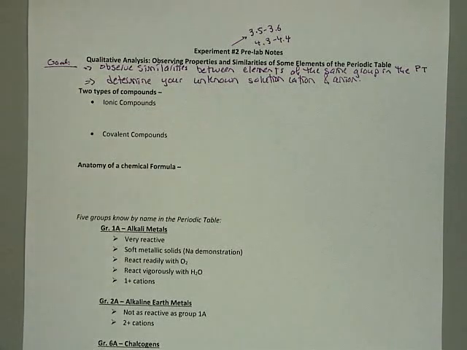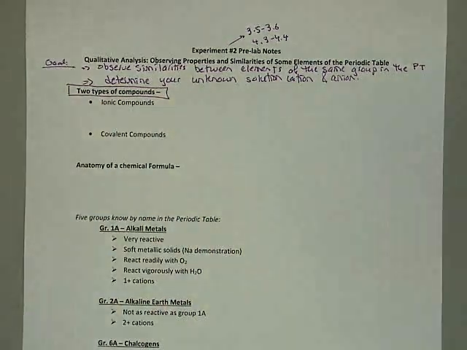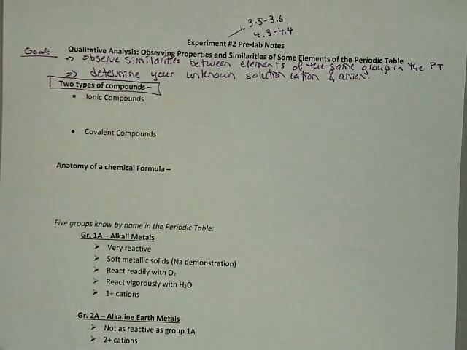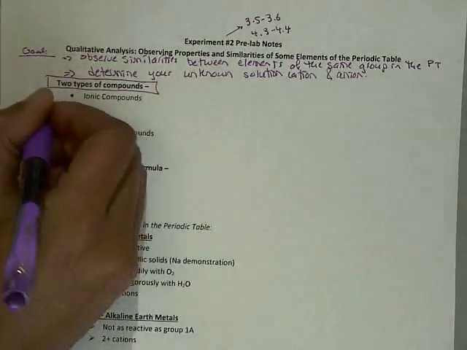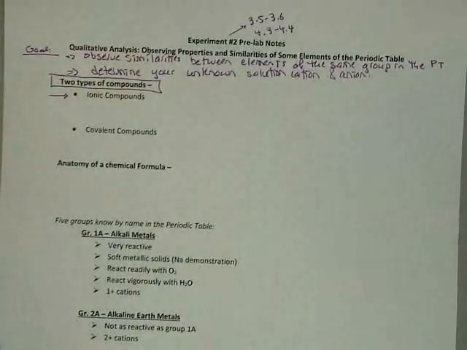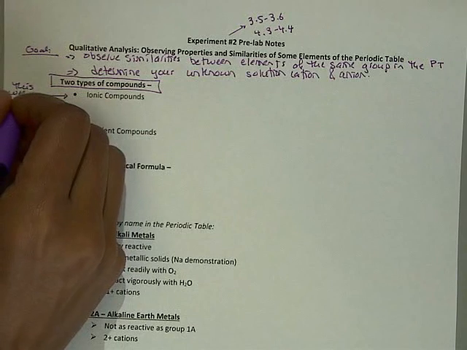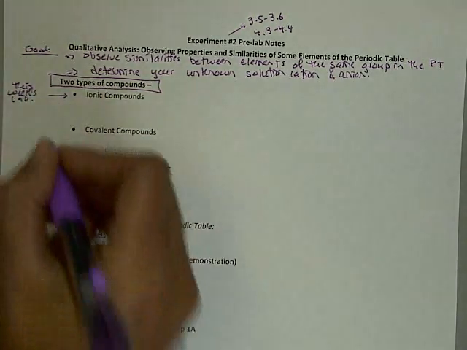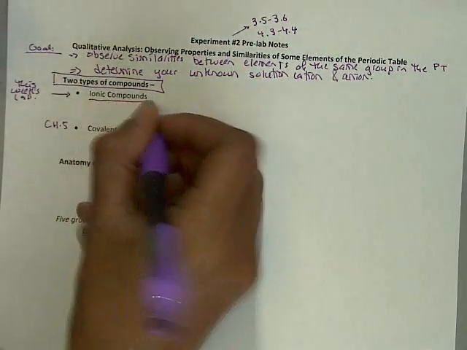So before we dive into what is required of this week, let's just go over some new vocabulary that you may not be familiar with. So in chemistry, we have two types of compounds. We have ionic compounds and we have covalent compounds. In this week's lab, we're dealing with ionic compounds. We'll talk more about covalent compounds in chapter 5. But for now, let's focus on ionic compounds.